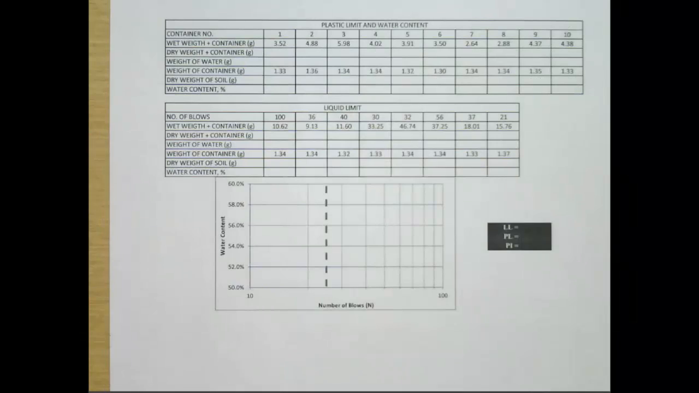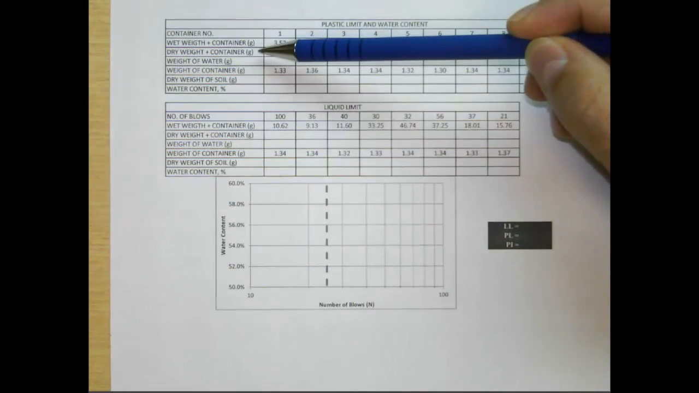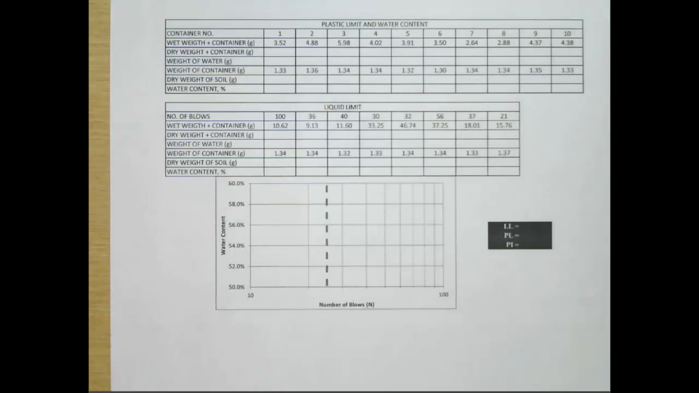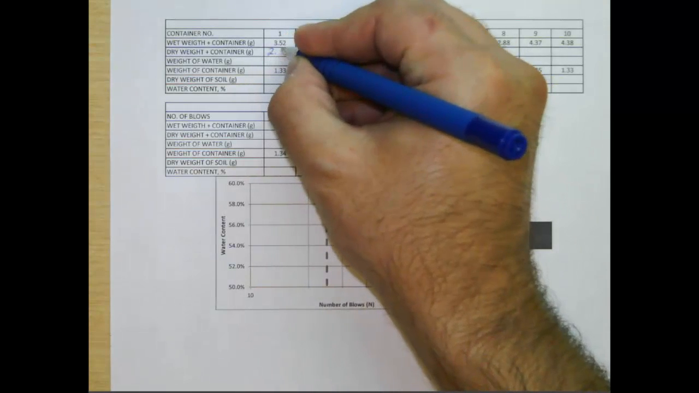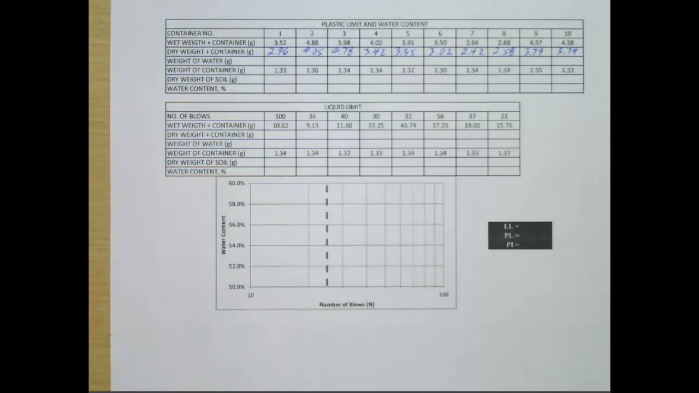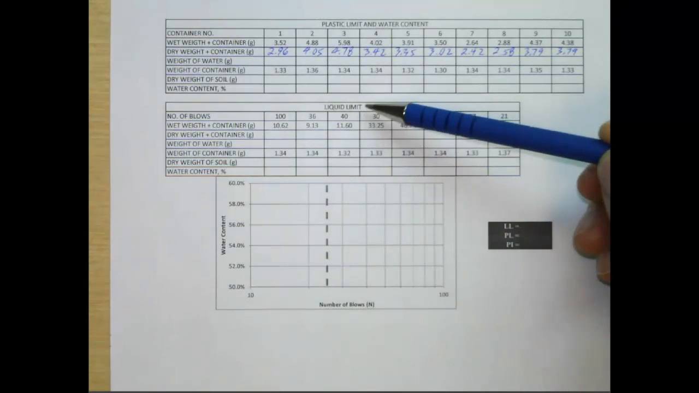Let's get at it. The first thing you want to make sure you do is that you fill in the dry weight and container. These are the weights of the material that's been dried overnight that I provided for you. Okay, so I'll be doing that. I believe that I actually provided this for you for your data, but I'm going to do it nonetheless. Similarly, I'm also going to fill in the dry weights for the liquid limit test.